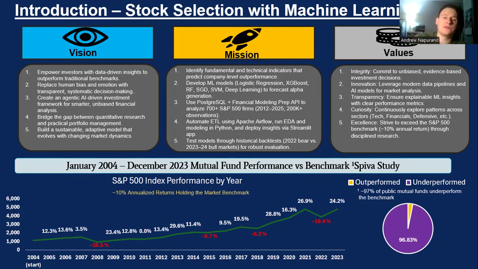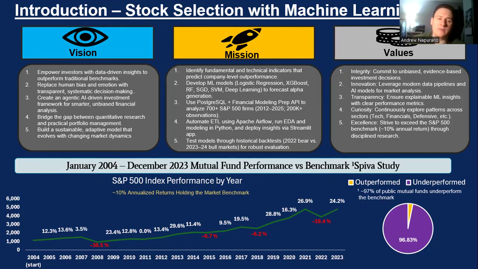And the data we're going to use to achieve this is a Postgres SQL database that takes data from an API. And we have over 700 S&P 500 firms over time. And our time period is mainly 2012 to 2025 with over 200,000 observations. And we're going to back test this model to ensure that it's outperforming or at least performing well before we decide to select the model.